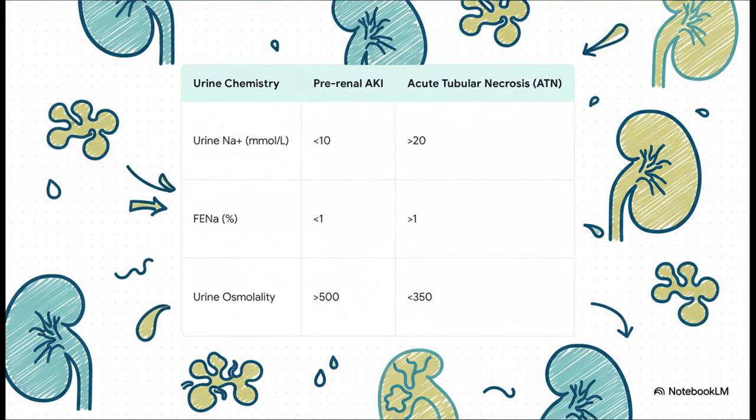Now this table right here is classic high-yield stuff for exams. But more importantly, it makes perfect sense when you think about the pathophysiology. See, in prerenal AKI, the kidney is totally healthy, it's just not getting enough blood. So it does its job perfectly. It desperately holds on to every last bit of sodium and water. That gives you very low urine sodium and super concentrated urine. But in ATN, the tubules are damaged. They can't do their job, so they leak sodium and they can't concentrate the urine at all.